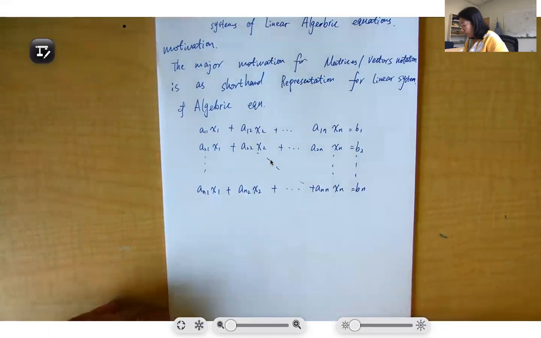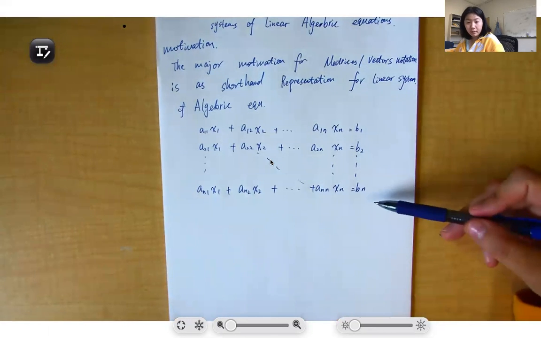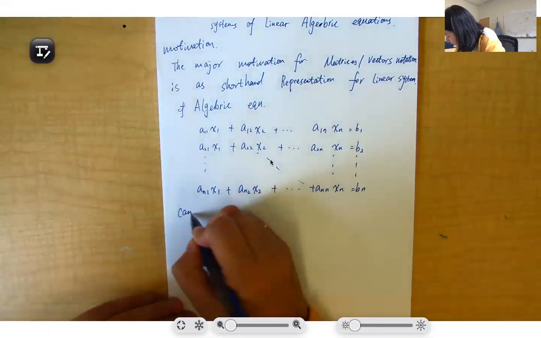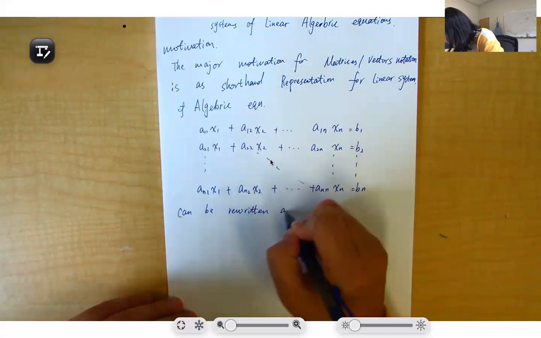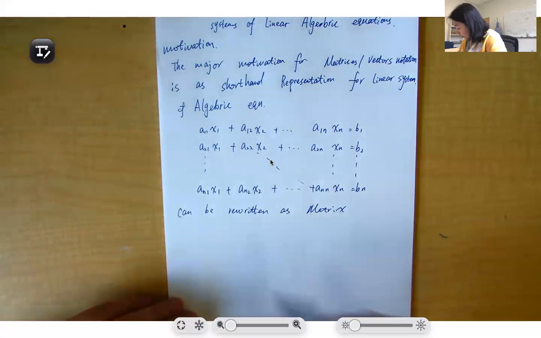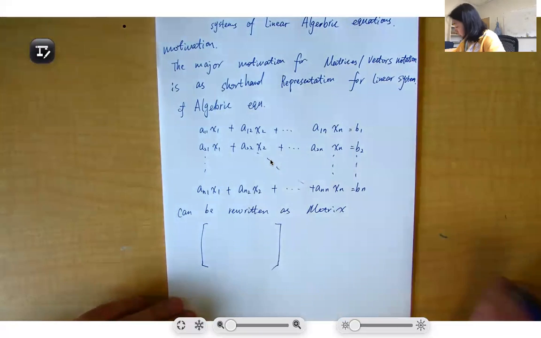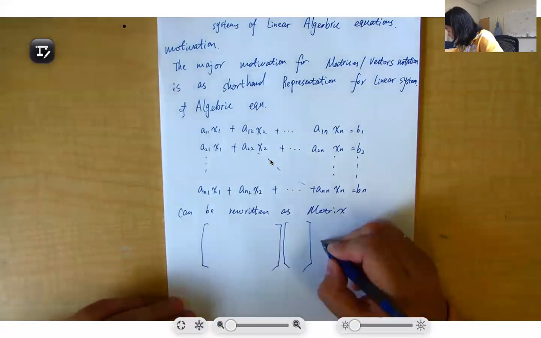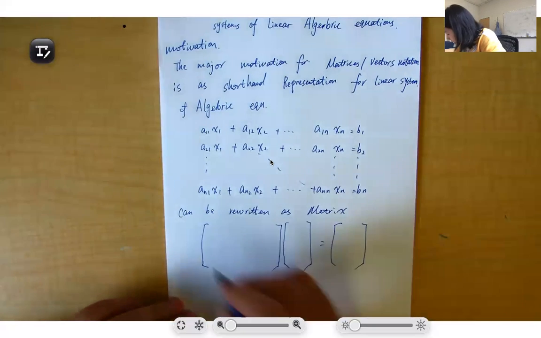Then instead of writing this as linear equations here, we can write it in matrix form, can be rewritten as a matrix. And how to write that matrix? You put coefficients into one big matrix. You put your independent vector x in a matrix. Will be equal to whatever is on the right side.